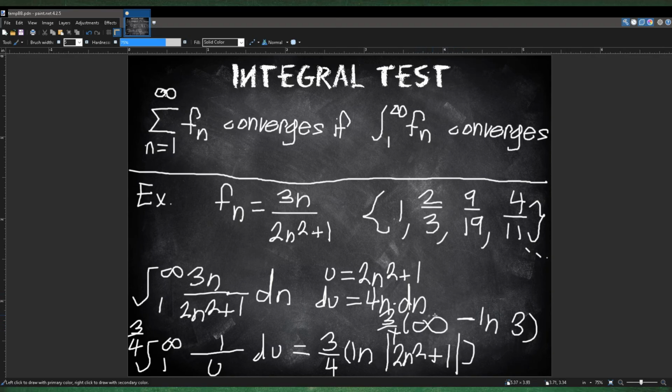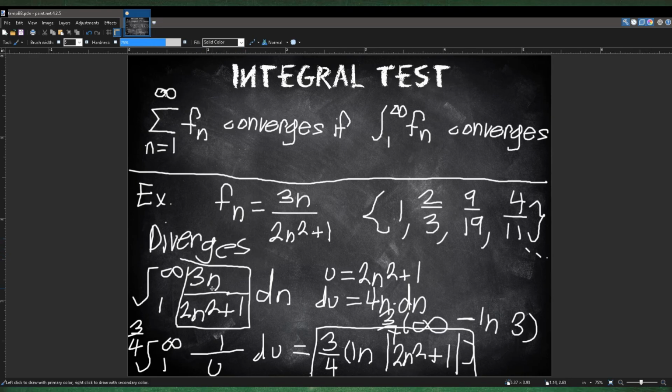So this infinity tells us that it's just a really big number, right? So this is going to be increasing. So what this tells us is that since this is not a numerical answer, then 3n divided by 2n squared plus 1, as an integral, would not converge. So this diverges. Since this diverges, then 3n divided by 2n squared plus 1 as a sequence, and if you add all those sums up, then it becomes a series, that also diverges.